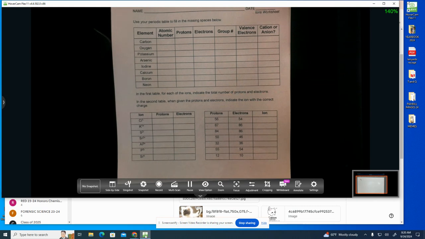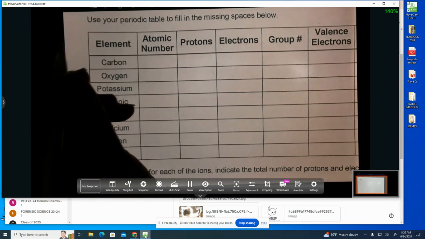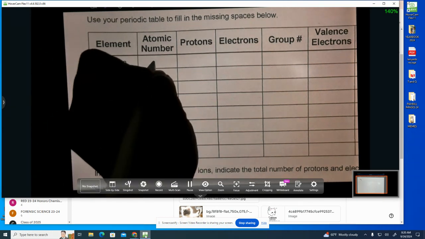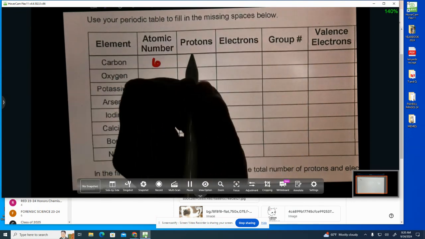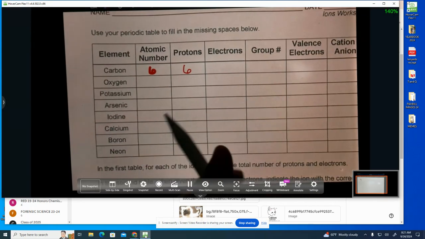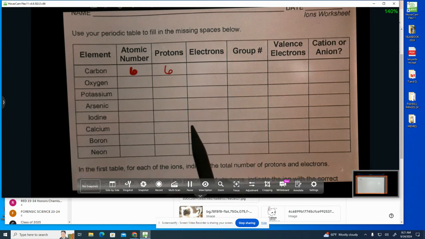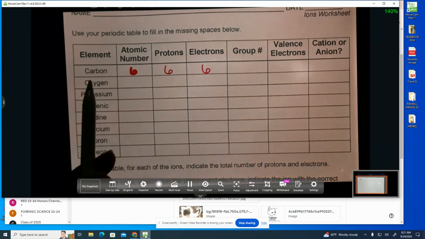Element, carbon. Can we zoom in here? What's its atomic number? 6. Excelente. Which means it has how many protons? 6. Okay? It is an atom. Okay? So how many electrons is it going to have? 6. How did I know it was an atom? They didn't say it was an ion over here.